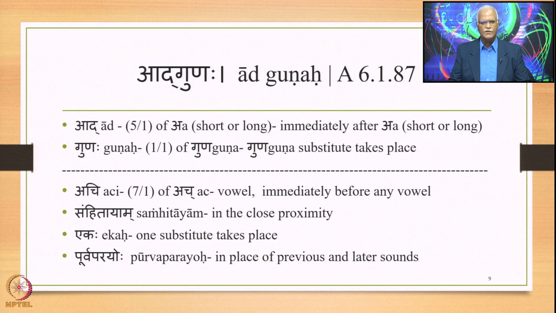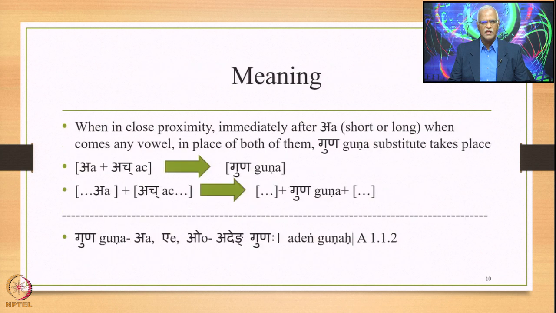The words continued in this sutra are achi, 7/1 of ach, meaning a vowel. And so achi means immediately before any vowel. Samhitayam means in the close proximity. Ekaha is one substitute takes place, purvaparayoho, in place of previous and latter sounds. All this put together, the meaning of the sutra is: when in close proximity, immediately after a, short or long, comes any vowel, in place of both of them, guna substitute takes place.